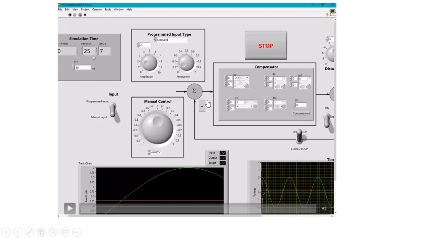So there's a fundamental difference between the programmed input type and the manual input. Manual input is the actual voltage that I put in. So I'm controlling the input voltage with this. Where this type of input, the programmed input type, is called a reference input. This is a target. This is the position that you want your arm to follow. Does it make sense?